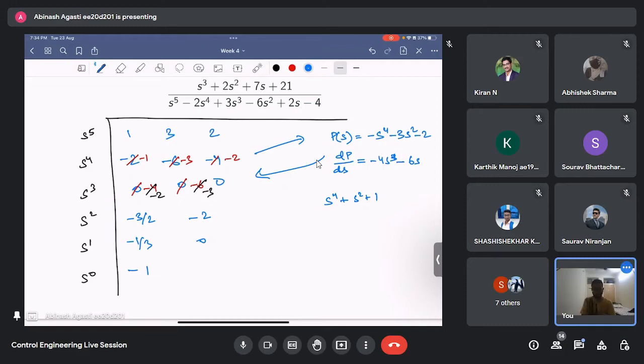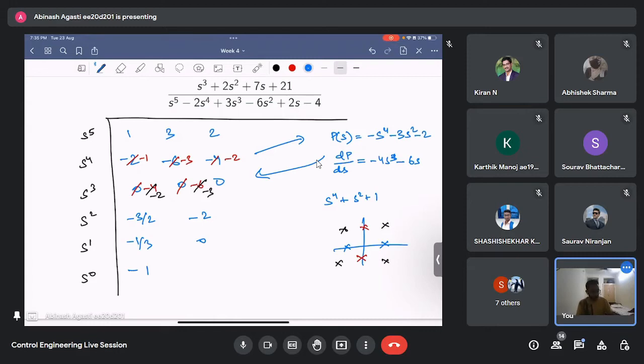And this happens, that is, we get an even polynomial only when the roots are of this fashion. Like I have either 2 roots like this, or 4 roots like this. So I get an even polynomial when there is a symmetry of the roots about the j omega axis. Only then do I get an entire zero row.